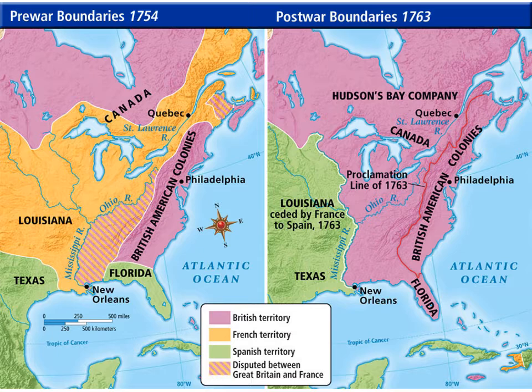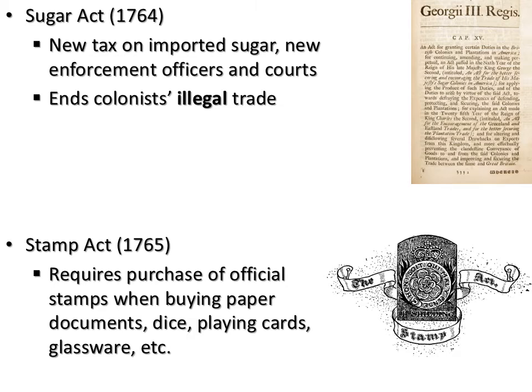So Britain needs money. Where's that money going to come from? It's going to come from the American colonists, and for the first time, British Parliament is going to tax the American colonists directly. So we have a number of new taxes being passed by Parliament. There's the Sugar Act of 1764. You see, this is the year after the French and Indian War. There's a direct correlation between Britain's mounting debt after the victory in the French and Indian War and its need for more revenue. So they put a tax on imported sugar, and in part this tax goes toward enforcement officers in courts that are put in place to end the colonists' illegal trade.